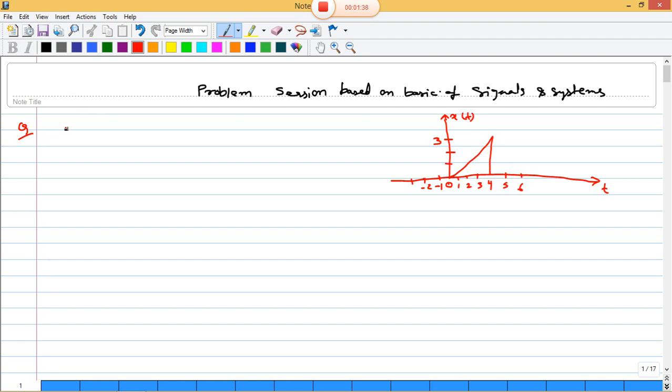Here we have to draw the signal for x(t - 2). So what is this? How will our signal look for x(t - 2)? So t - 2 is nothing but a rightward shift. So our signal will shift rightward by 2.